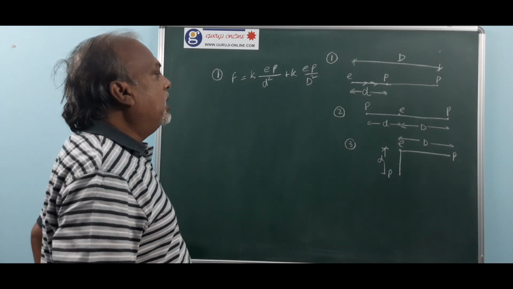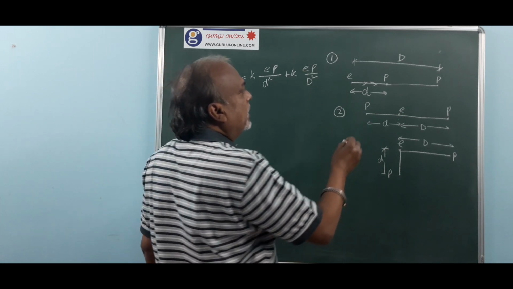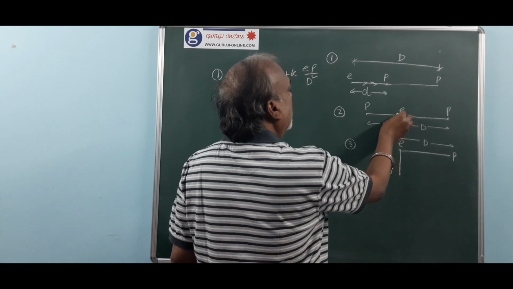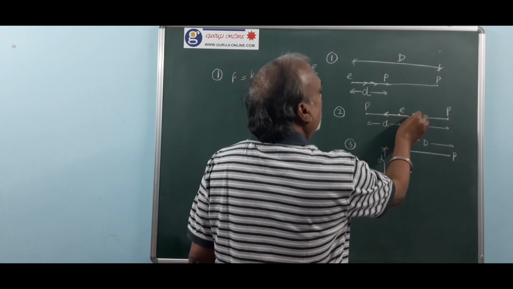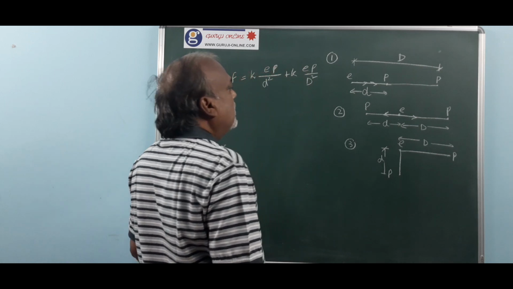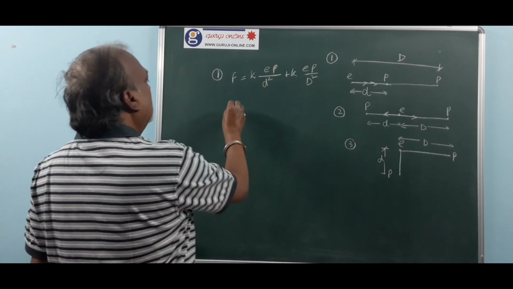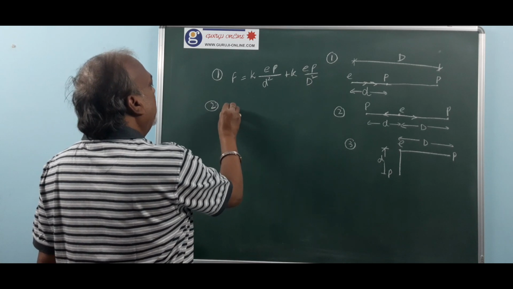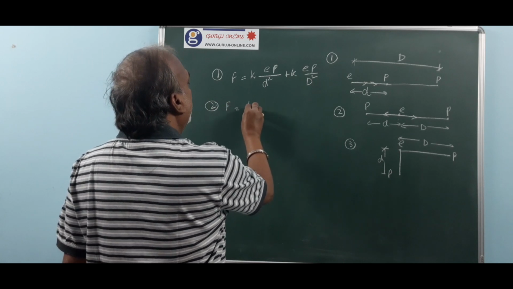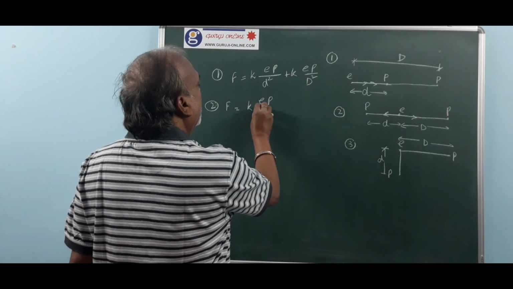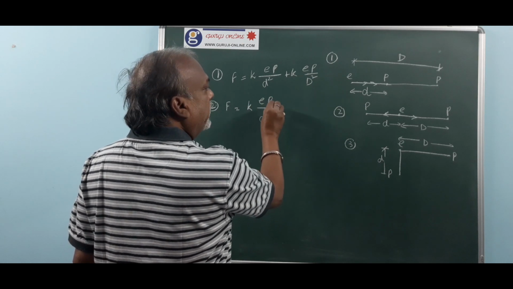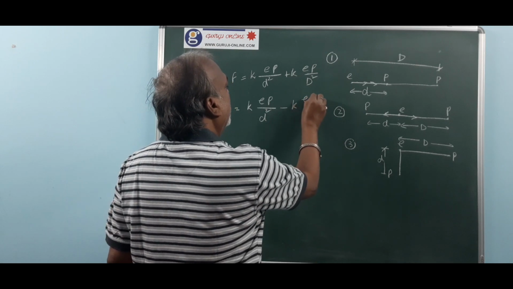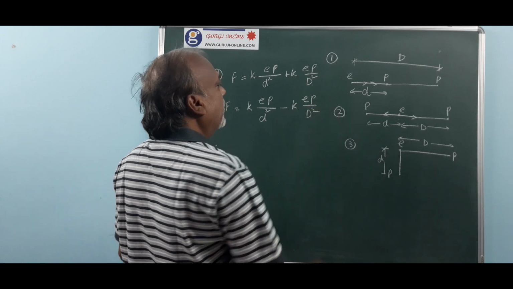Now let us see the second case. In the second case, this will be attracted like this and this will be attracted like this. But both the forces are in opposite directions. So here will be KEP upon D square and minus KEP upon D square. No problem?